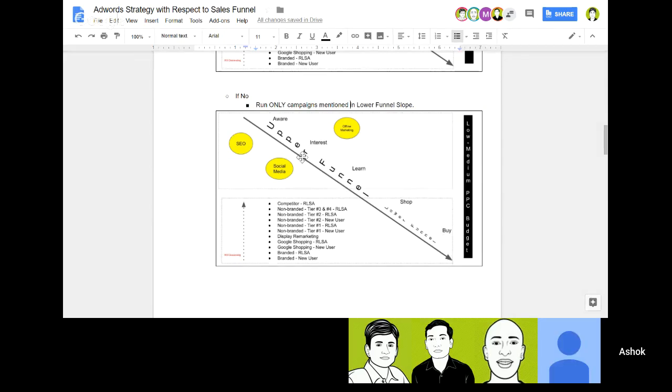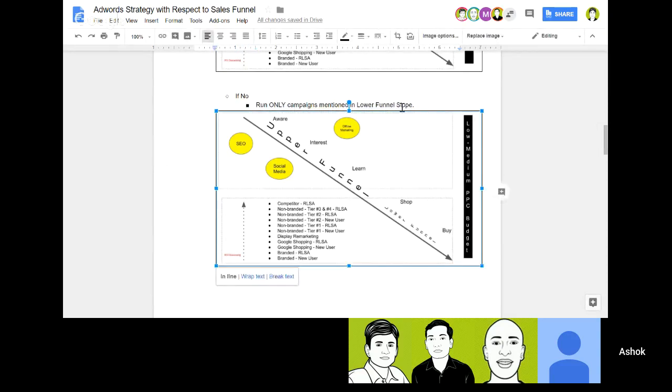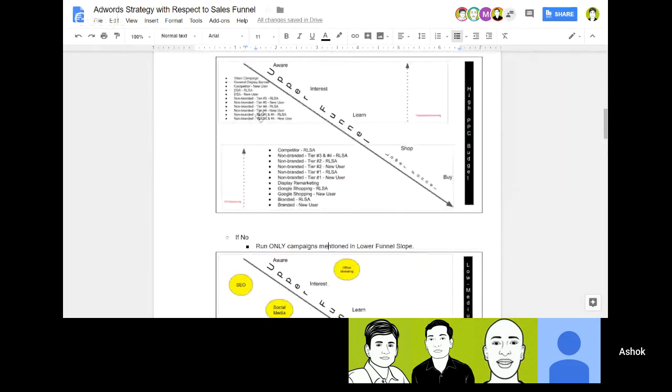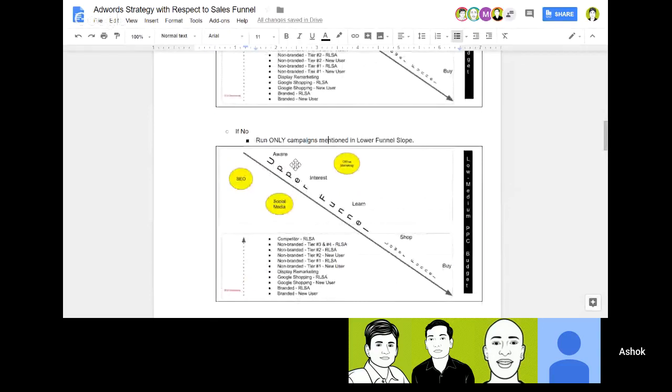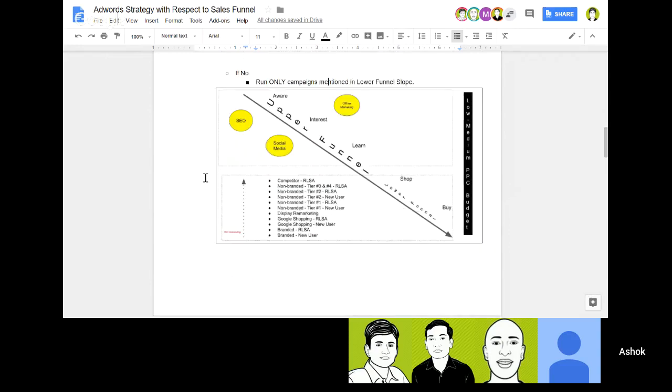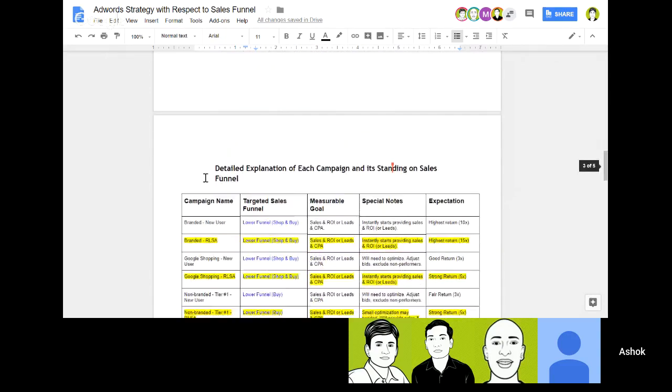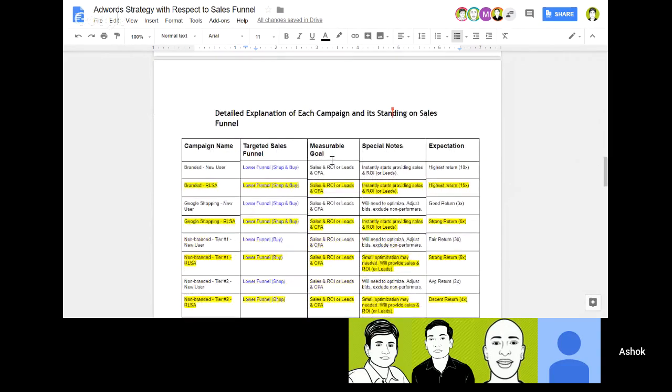So even though with strict budget PPC accounts you're not going to run these upper funnel campaigns, that does not mean that you won't have a chance to actually get people coming up on lower funnel. They will still continue through other channels. Other channels will influence your upper funnel. So that being said, this is actually a really detailed explanation of each campaign and its standing on the sales funnel.